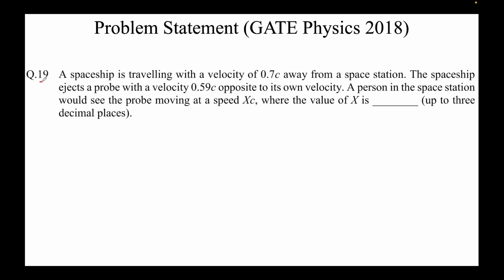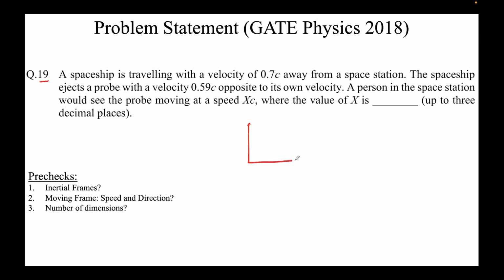Let's get back to the problem, and before we solve it, let's do a few pre-checks. We draw the system first. There is a space station, we draw it over here, and we call this the frame S. We assume the space station is at rest. Similarly, there is another frame of the spaceship which is moving. We know that the spaceship is moving at 0.7 c. So this is my spaceship in a rectangle, which is moving in this direction at 0.7 c, and this is the spaceship frame.